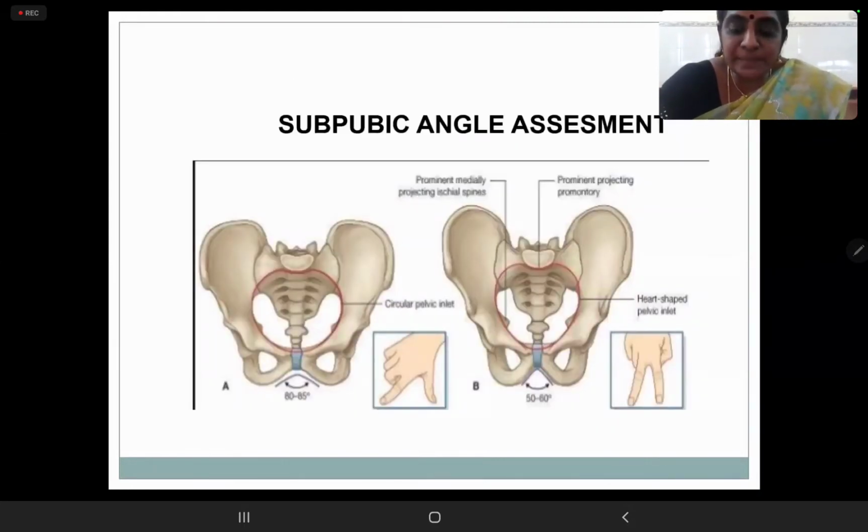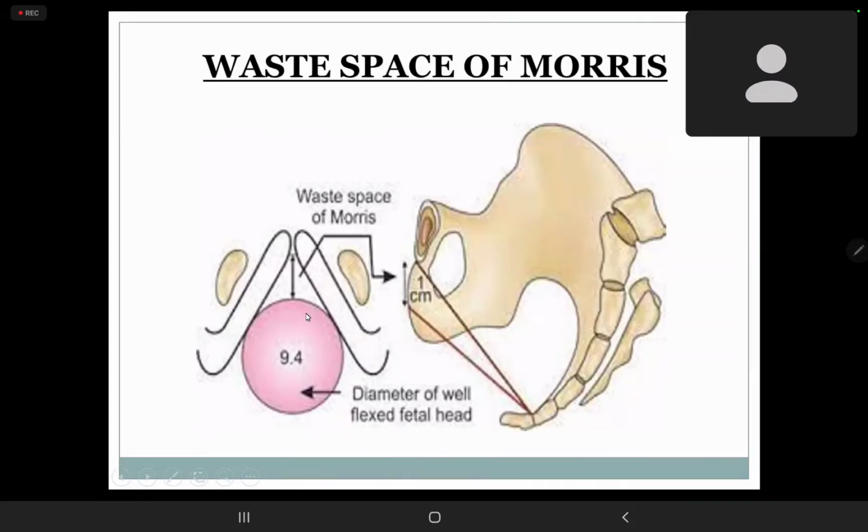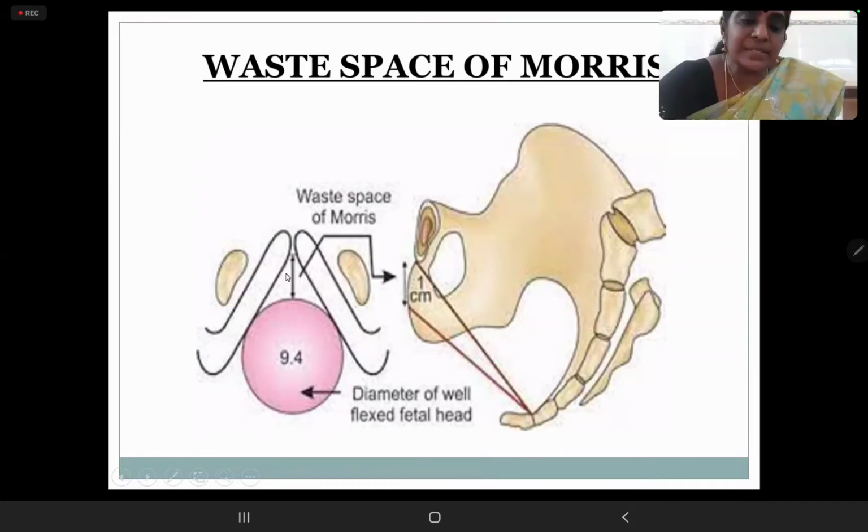So same thing, the assessment of the pelvis here. Now one more point, they can ask you what is base space of Morris. In a very narrow subpubic angle, when the head tries to negotiate itself, you can see the space here. So this space is a base space. Supposing the pubic angle is wider, the head can negotiate a little more into the space. So this is more common in android and anthropoid. Android pelvis is when you have a narrow subpubic angle.